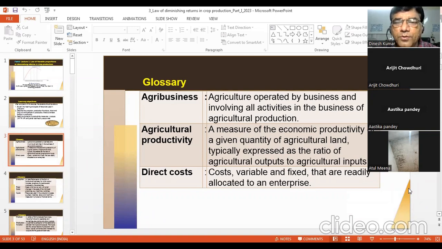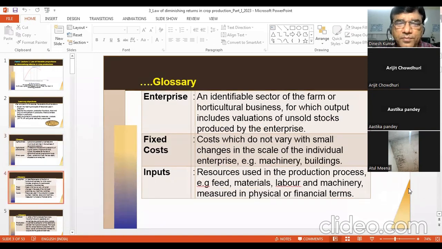Direct costs. Costs which are variable and fixed that are readily allocated to an enterprise. There are direct costs and some indirect costs are also there. Enterprise. An identifiable sector of the farm or horticultural business for which output includes valuables of unsold stocks produced by the enterprises. Now, fixed costs. Costs which do not vary with small changes in the scale of the individual enterprise. For example, machinery, building, or roads are your fixed costs.